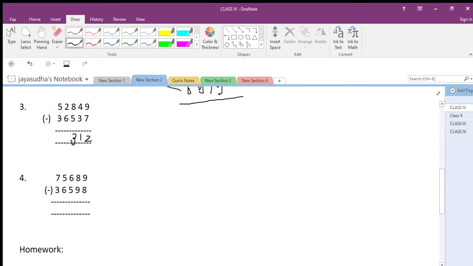Then what about the next column? Listen carefully. Here 2, here 6. 2 is smaller than 6, so you can't subtract from 2. So you want to borrow from the next column. This 2 will become 12. This 5 gives one to the next column, so 5 minus 1, what do you get? 4.